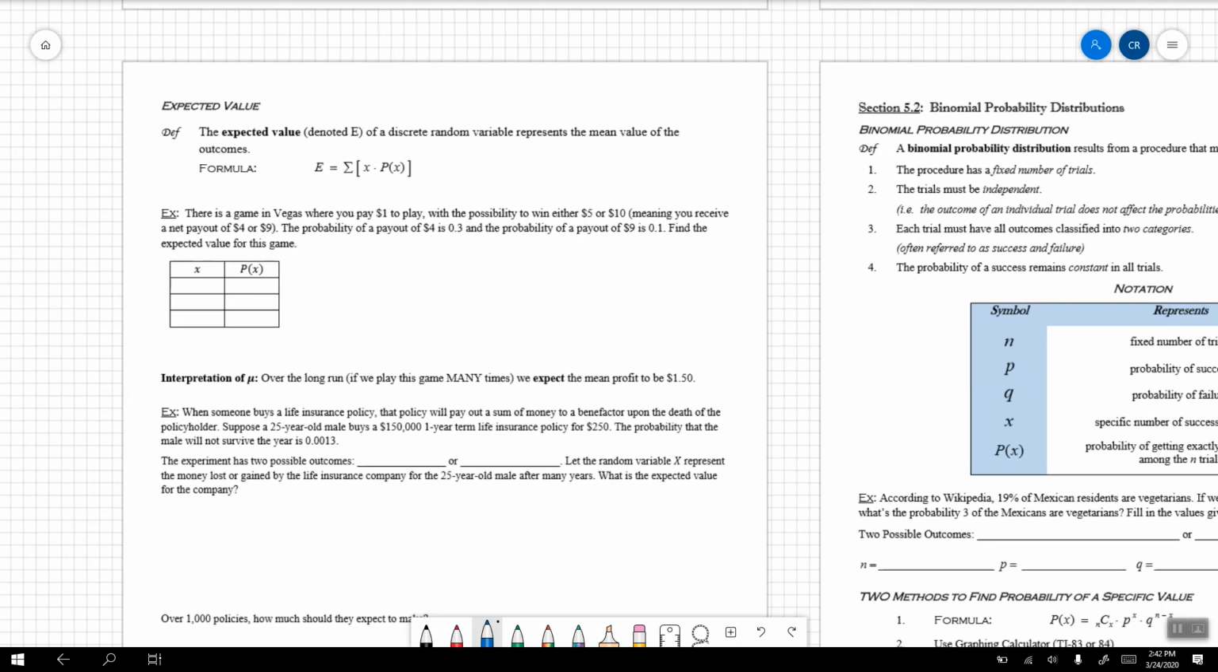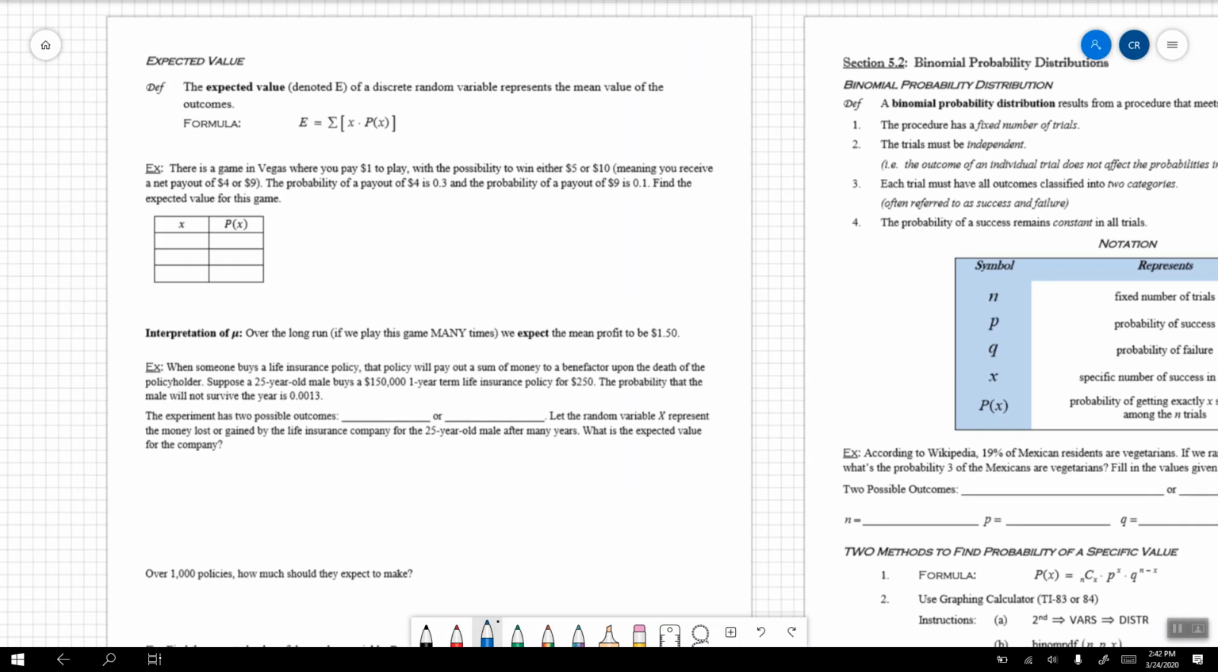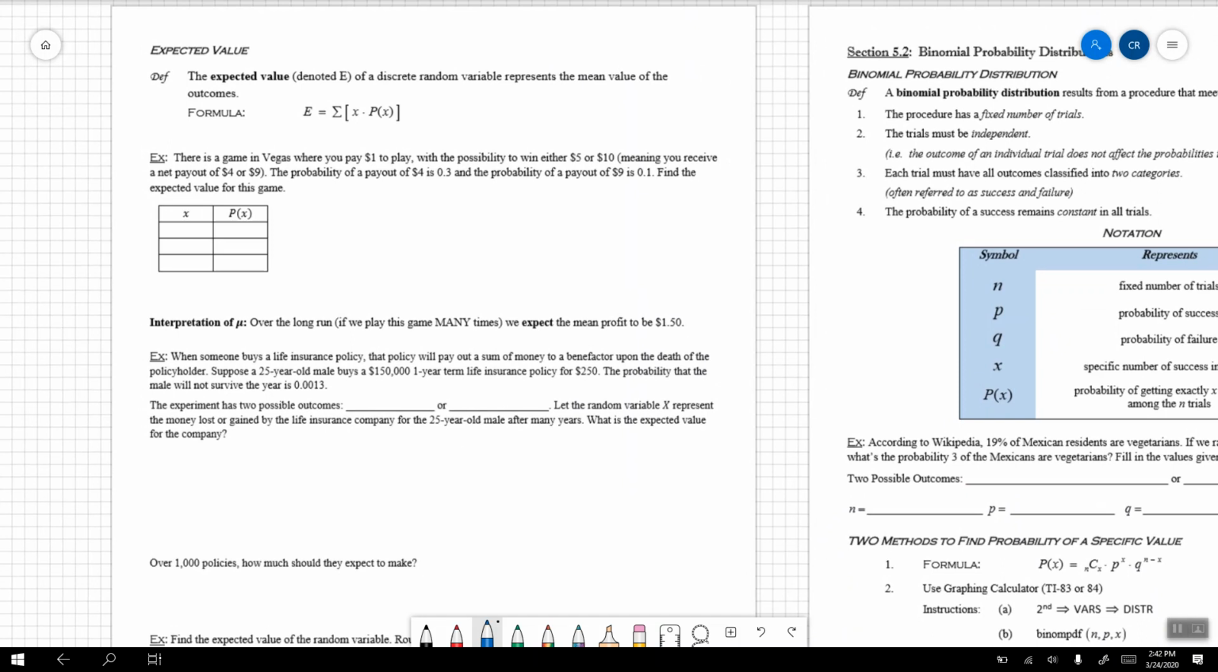Now, an important result from this is that we can now start talking about expected value. Looking at expected value, we're going to denote this as E, capital E. The expected value of a discrete random variable represents the mean value of the outcomes. In other words, on average, what should be occurring?